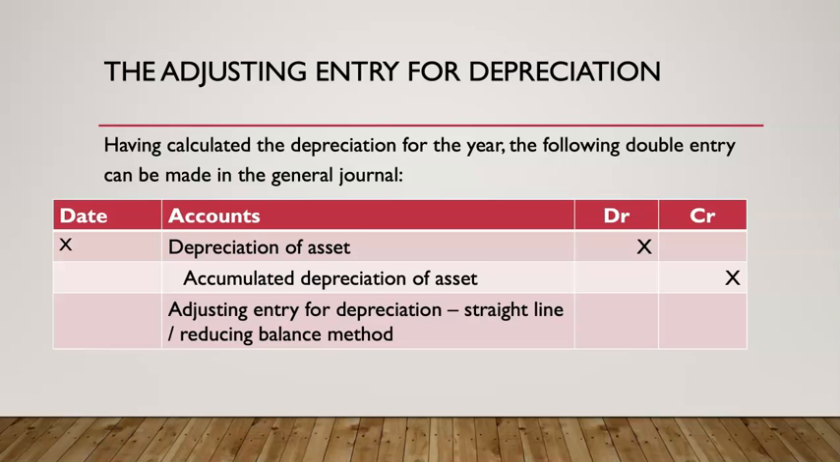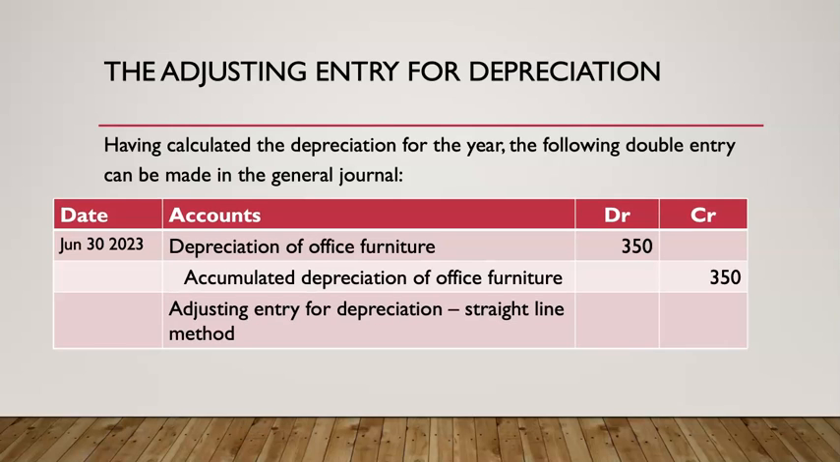So for our specific example of our office furniture, it will look like this. In a year's time, we will record an expense of $350 for depreciation of office furniture. Expense increasing is a debit. An accumulated depreciation of office furniture is our credit, which reduces the value of our assets. Assets going down is a credit. Adjusting entry for depreciation, straight line method, is a simple template narration. And if we knew the source document, which we would in an example, you would then write that in your narration.